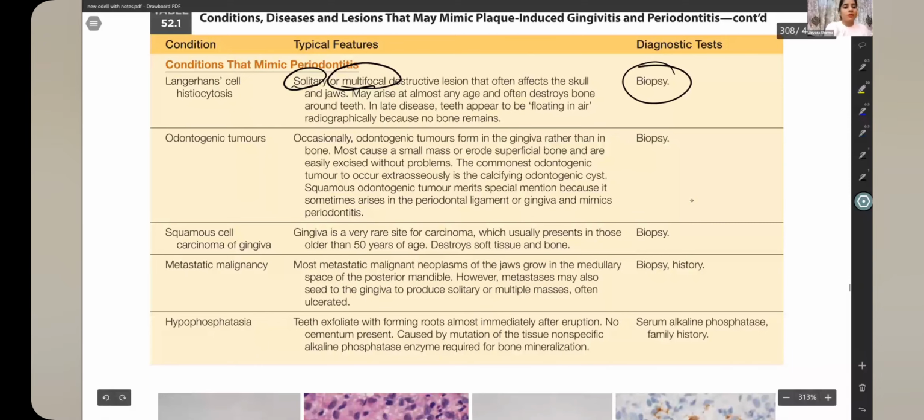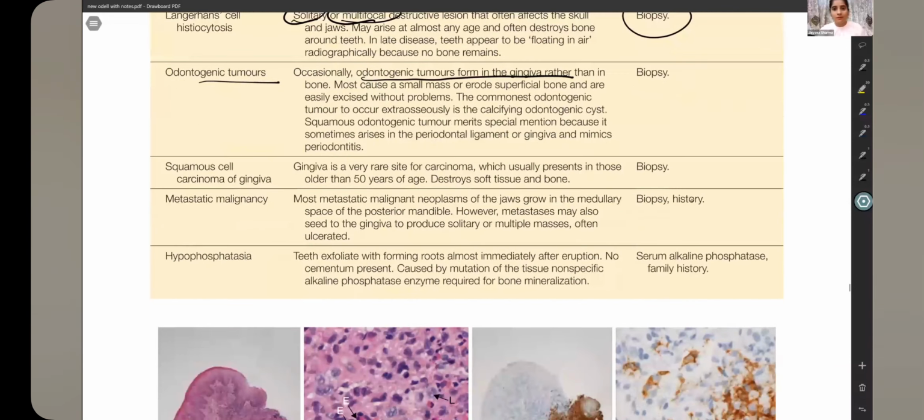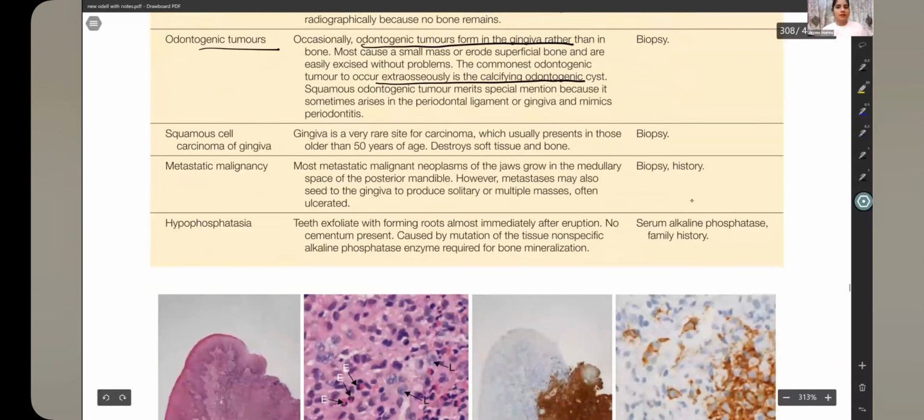And a biopsy will confirm that. Then an odontogenic tumor, also from gingiva rather than in bone, and most cause a small nodule or they can also erode superficial bone, can be easily excised. The commonest odontogenic tumor to occur extraosseously is CEOT, calcifying odontogenic cyst, and squamous odontogenic tumor merits special mention because it sometimes arises in PDL or gingiva and can mimic periodontitis. And a biopsy would confirm such benign tumors.